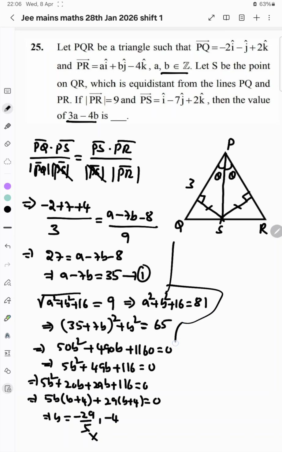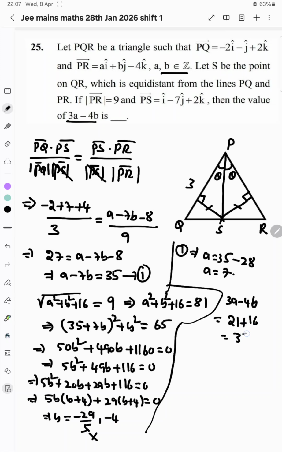Now see here. So b value is minus 4, when you substitute here, we'll get the value of a. Equation 1 implies a = 35 + 7b. 7 times minus 4, so minus 28 we will get. So 35 minus 28, then a value is 7 only. Finally, what is the value we have to find? 3a minus 4b, which is 3 times a, means 21, minus 4 times minus 4, so plus 16 we will get. Then finally we will get 37.